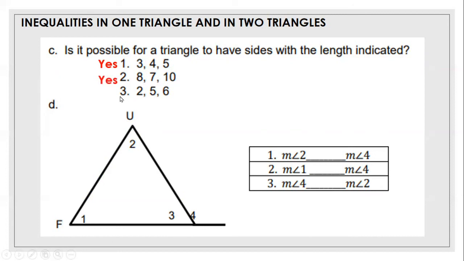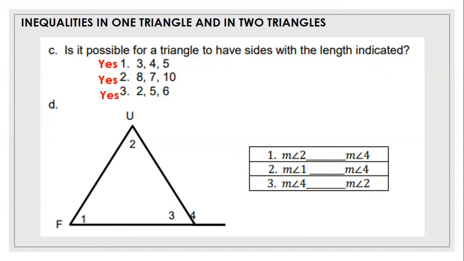Number 3, we have 2 plus 5. 2 plus 5 is 7. 7 is greater than 6. Okay? 2 plus 6 is 8. 8 is greater than 5. And 5 plus 6 is 11. And 11 is greater than 2. So the answer here is also yes.